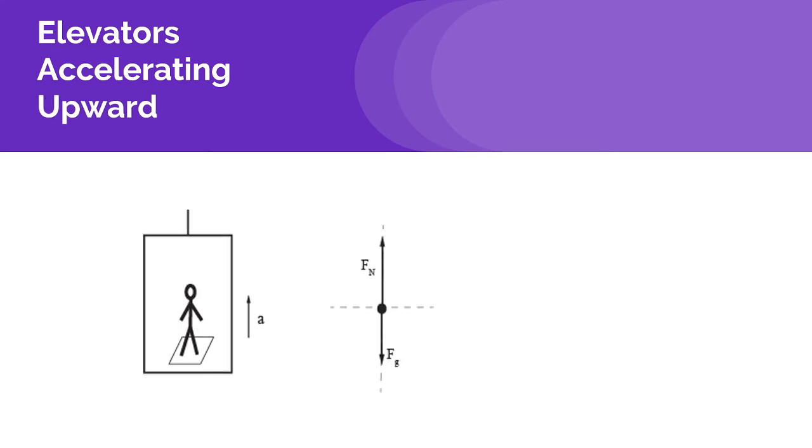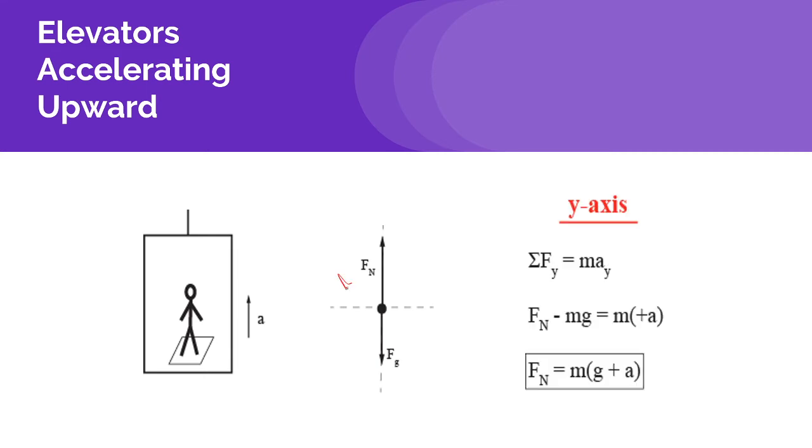If you're going up, then what's going to happen? This time you're going to weigh more. And how is this happening? Again, Fn goes up, mg goes down, but this time your acceleration is positive. So your Fn is m times g plus a, so you weigh more than what you are.